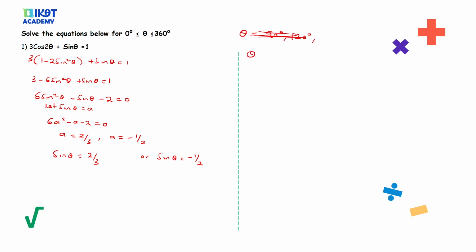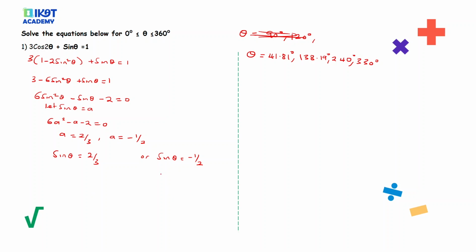The answers are 41.81, 138.19, 240, and 330 degrees. So those are the answers to that question. If you have any query, you can ask, but this is literally the same. You'll do the quadrants here.